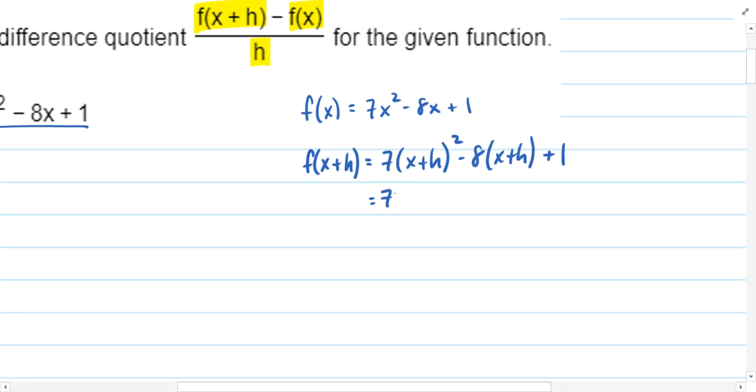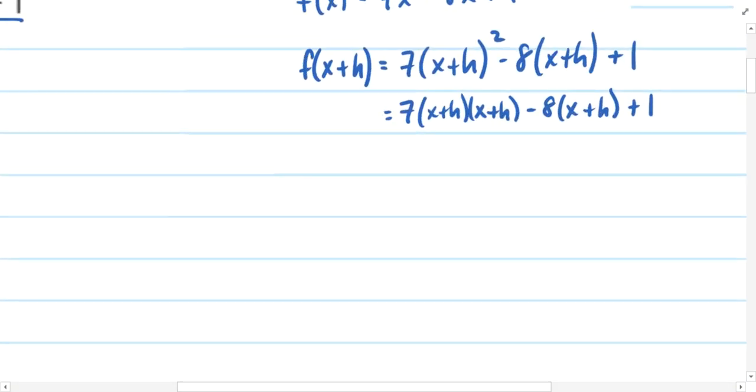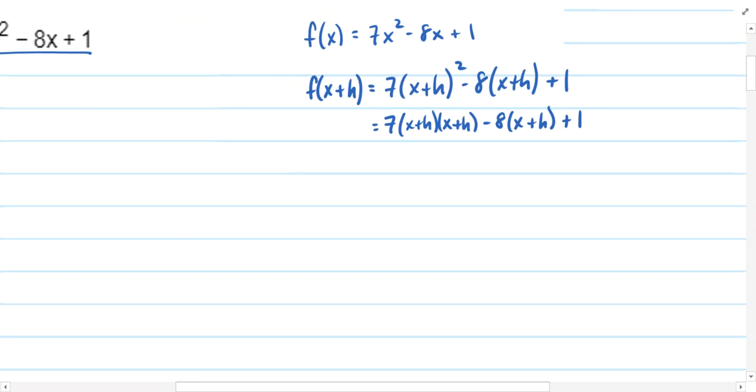So 7 can't be distributed in because the exponent takes precedence. So let's simplify the exponent. That would be (x plus h) squared, or (x plus h) times itself. And I'll let my brain relax for a minute while I'm just copying that line. Now I'll do some multiplication.